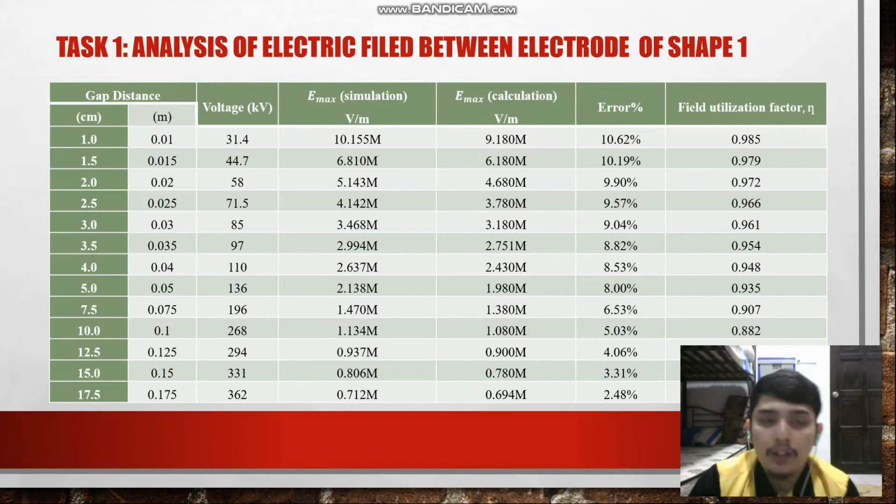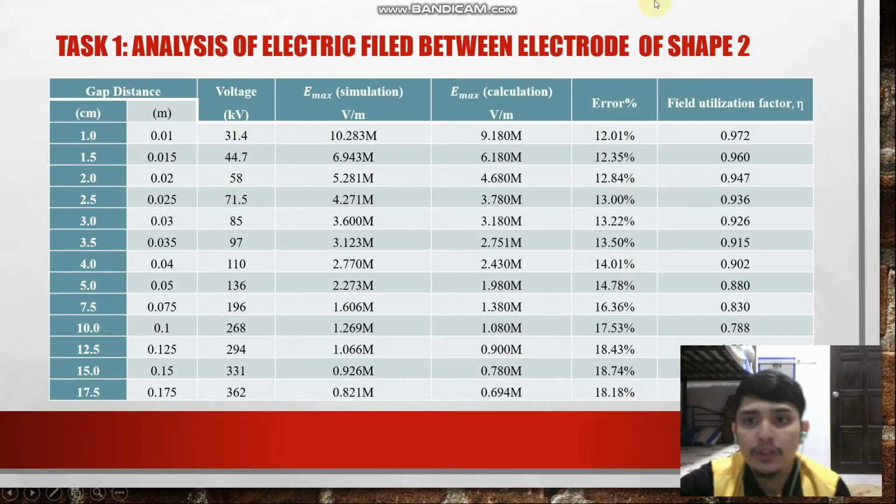For the results of the electric field analysis for shape number 1, you can see the gap distance increasing from 1 cm until 17.5 cm. The E for both simulation and calculation keeps decreasing, and the percentage error and the field utilization factor also keep decreasing.